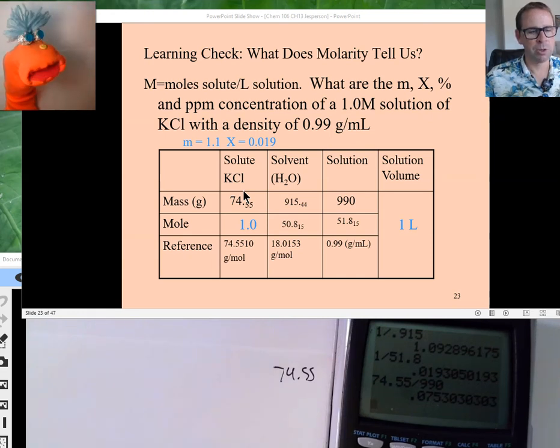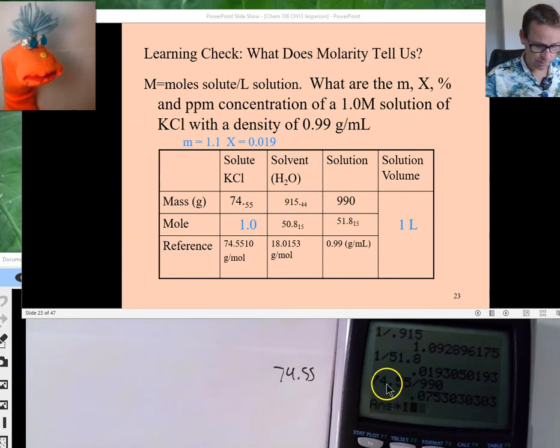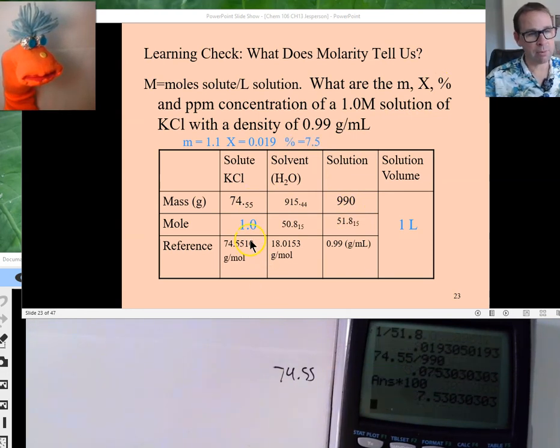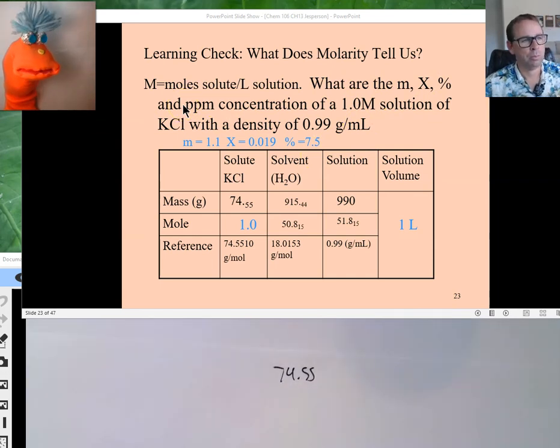Is it 7.5%? That's right, you have to multiply it by 100, right? What we just identified was not mass percent, but the mass fraction. And you multiply by 100 and it gives you the mass percent. Okay, so 7.5 is our mass percent. And then parts per million. Oh, that was just milligrams of solute per liter of solution.